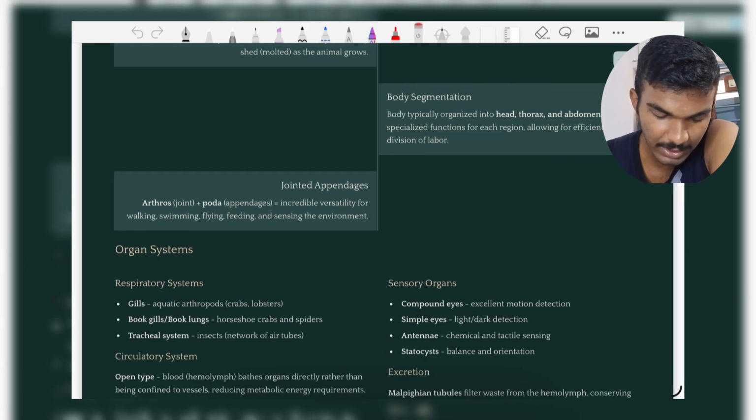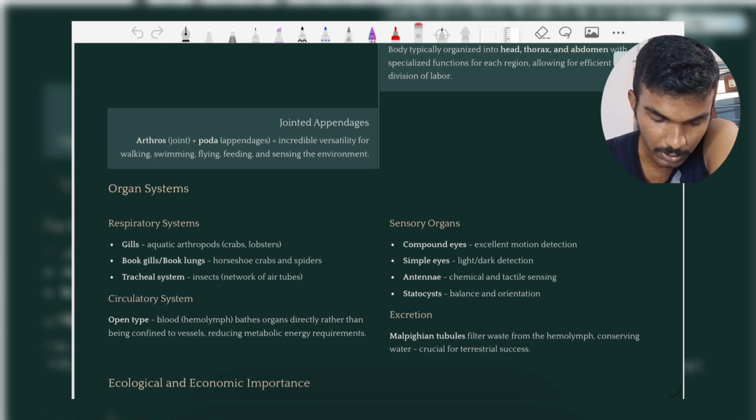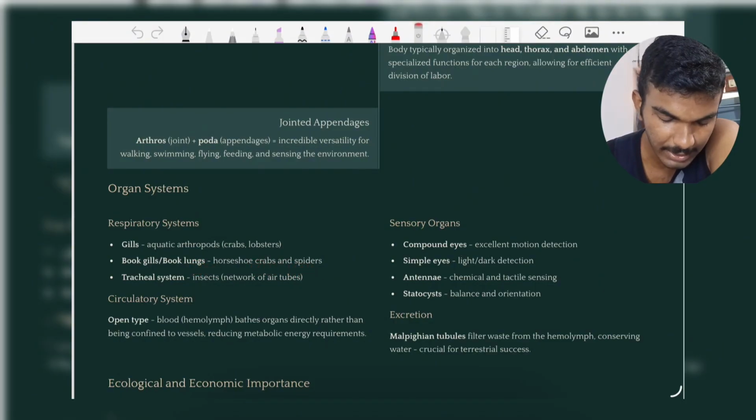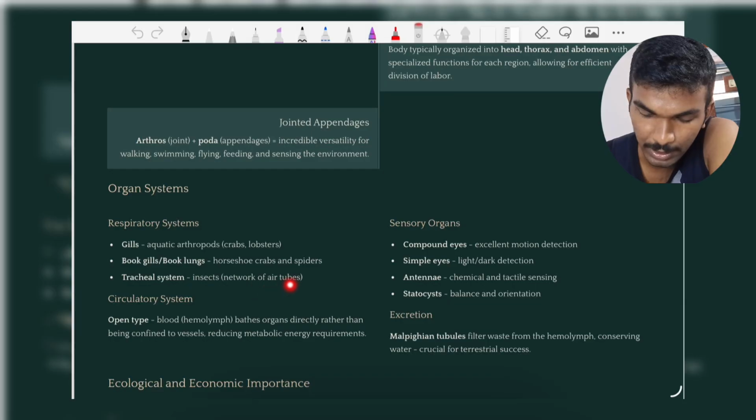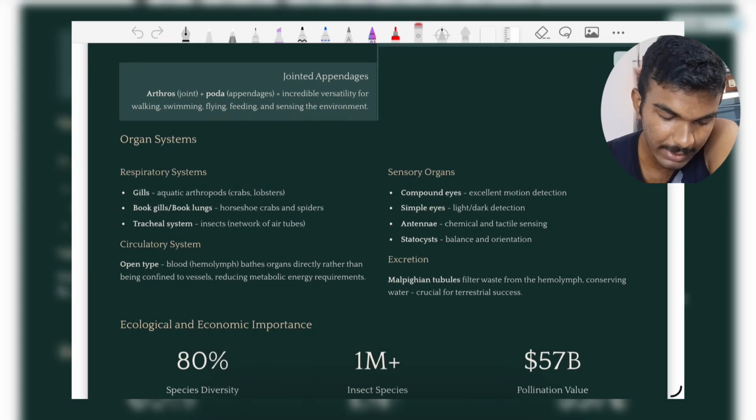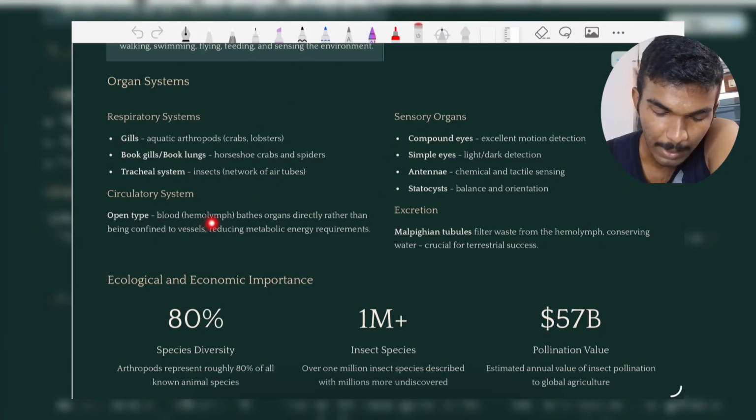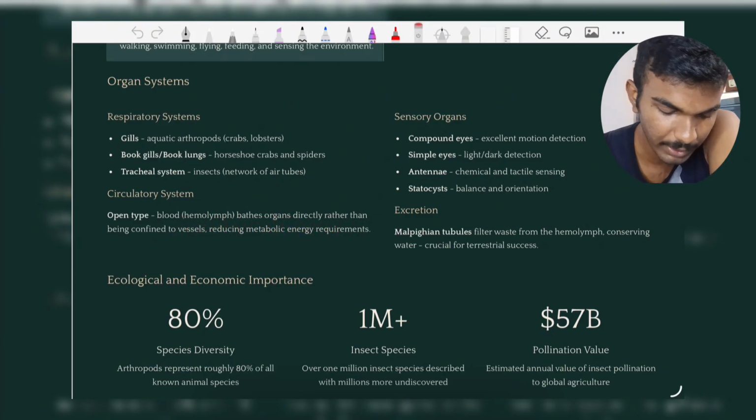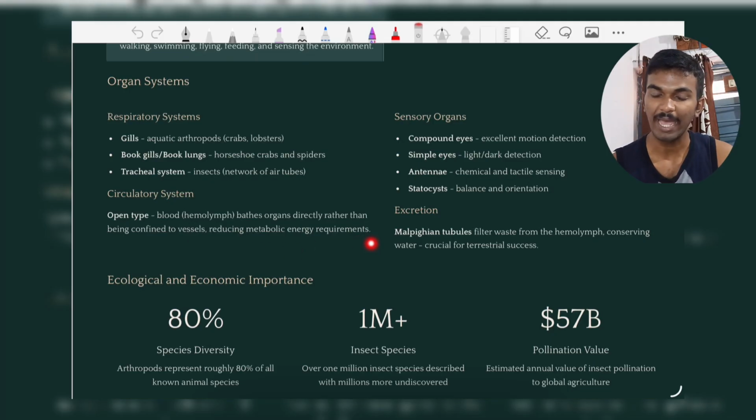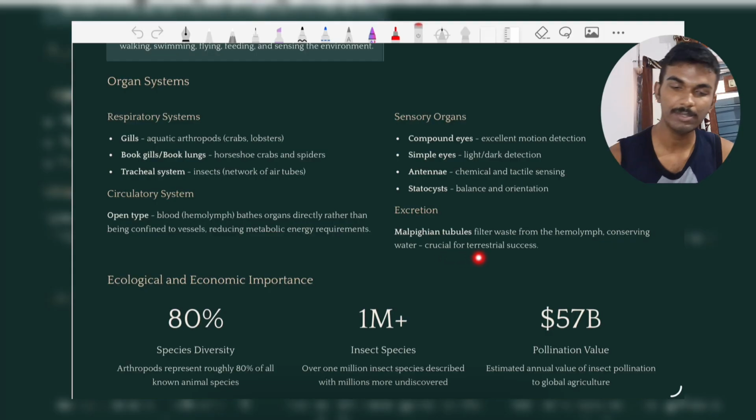Organ systems. Respiratory systems. Gills in aquatic arthropods like crabs and lobsters; book gills in horseshoe crabs; book lungs in spiders. Tracheal system in insects: network of air tubes. Sensory organs: compound eyes, excellent motion detection; simple eyes, light or dark detection; antennae, chemical and tactile sensing; statocysts, balance and orientation. Circulatory system, open type: blood, hemolymph, bathes organs directly rather than being confined to vessels, reducing metabolic energy requirements. Excretion: Malpighian tubules filter waste from the hemolymph, conserving water, crucial for terrestrial success.